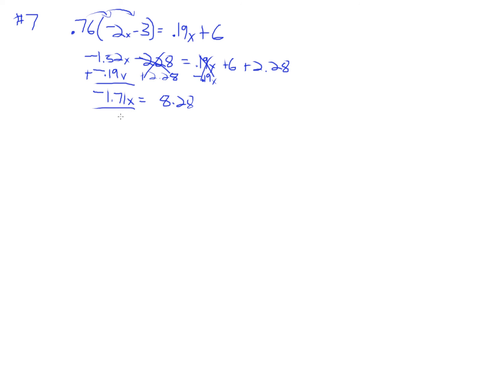Now I can divide by negative 1.71 to get x by itself. I'm going to do that to both sides. And then I get x equals, sorry, this is a negative. I forgot that negative on there. X equals negative 4.84. So you want to make sure, if I would have forgotten to bring that negative over, I would have got positive 4.84, which I do think is one of the answers.